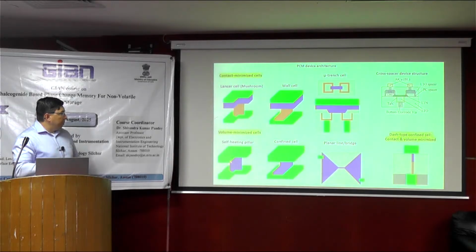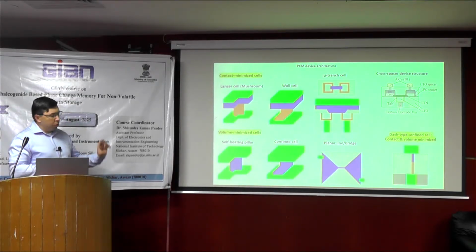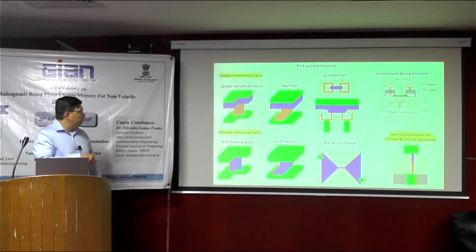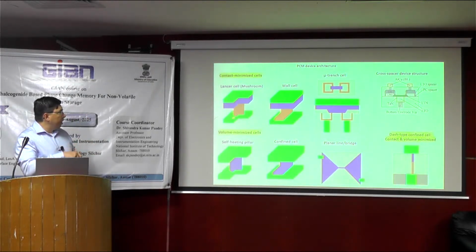Here you minimize the volume of your phase change materials to reduce the melting current. Similar to the mushroom cell, but here you don't have the heater. In confined cells, this is also the same. You replace the heater here by phase change materials.